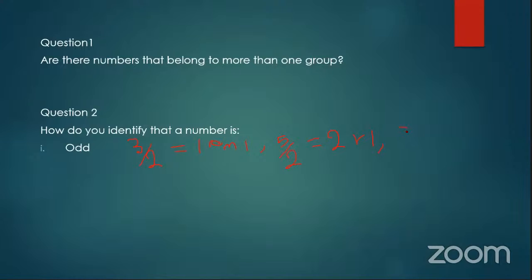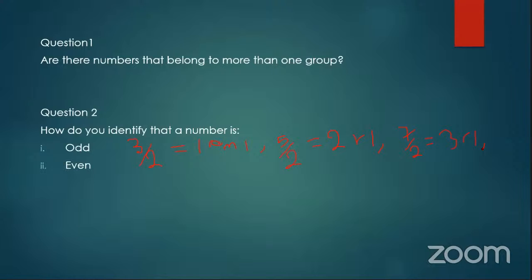So if we go to 7 divided by 2, it gives us 3, remainder 1, and therefore it is also not divisible by 2. So we can conclude that we can identify an odd number if divided by 2 and it leaves us a remainder, then that gives us an odd number. So an odd number is not divisible by 2.